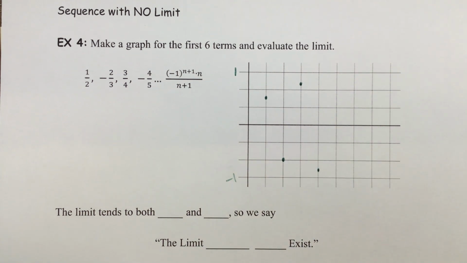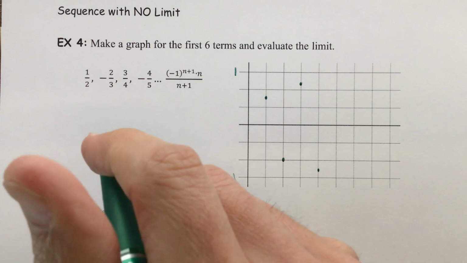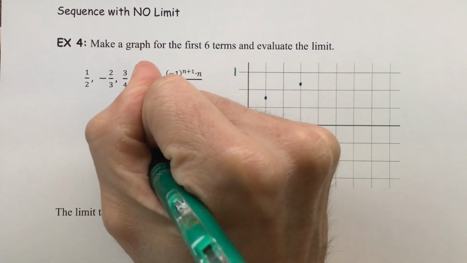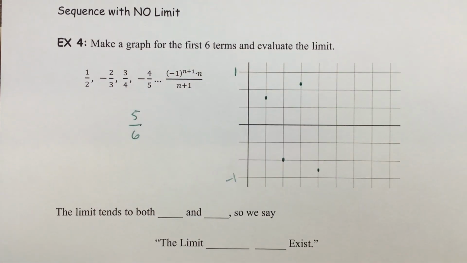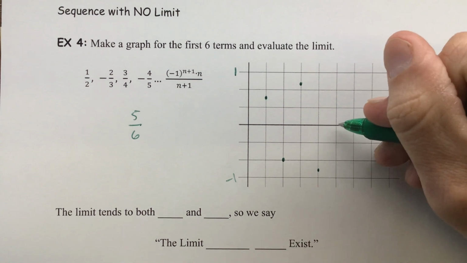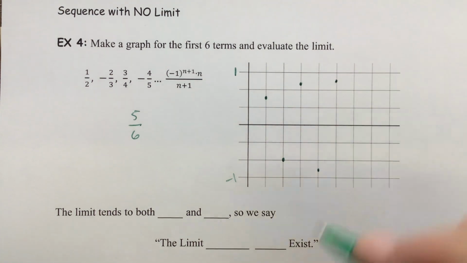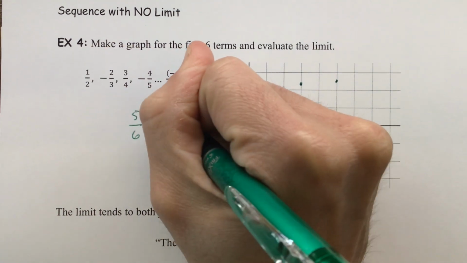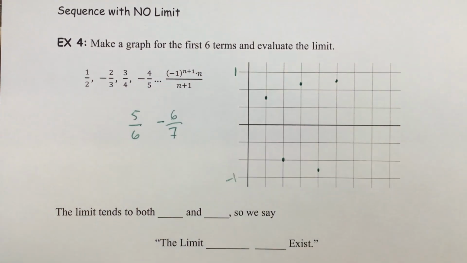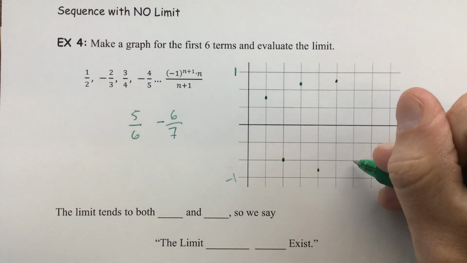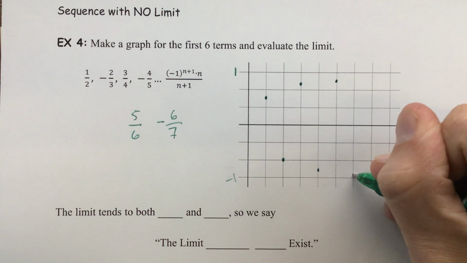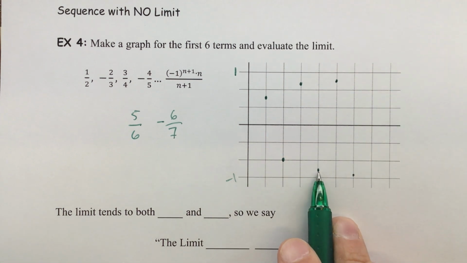Now if we continue the pattern, the next term is going to be 5/6, which is easy enough to graph. It will be right there, right in the middle of that box. After that, we're going to get negative 6/7, which is going to be getting us closer to -1, but not quite there. A little bit closer than what we have in that spot.